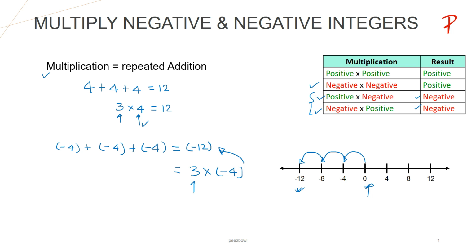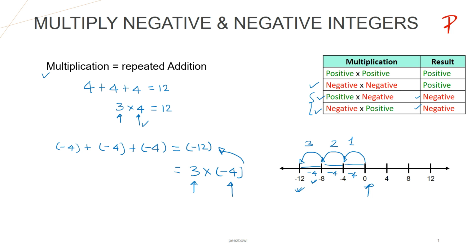Here 3 is the number of jumps, first jump, second jump and third jump, and minus 4 is the units in each particular jump. As you can see, from 0 to minus 4, this is minus 4, from minus 4 to minus 8 is again minus 4, and minus 8 to minus 12 is also minus 4, right?